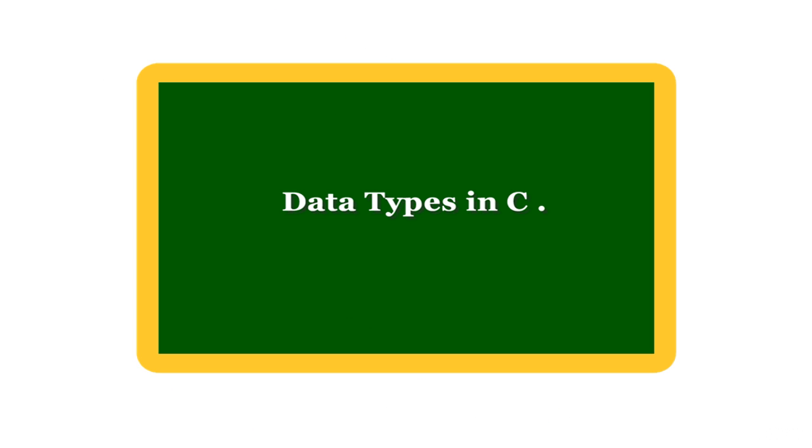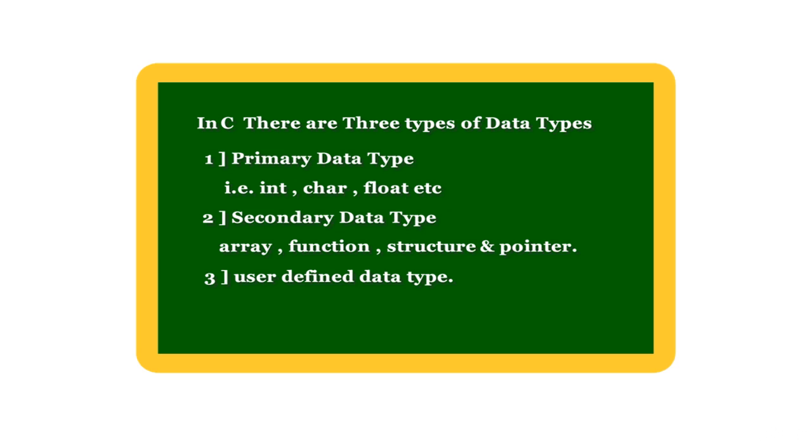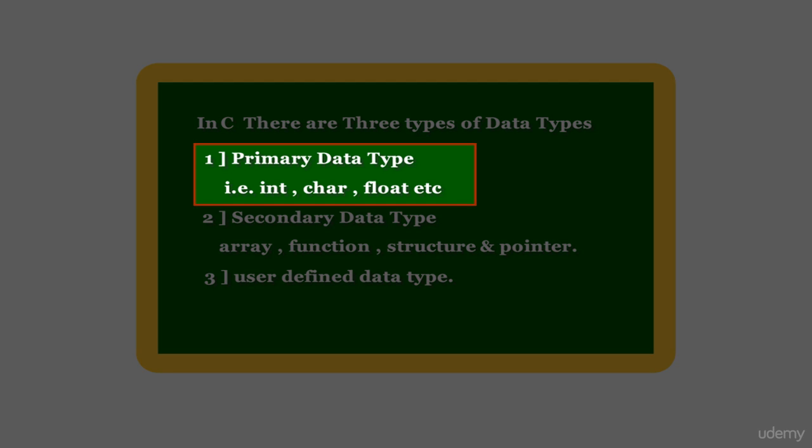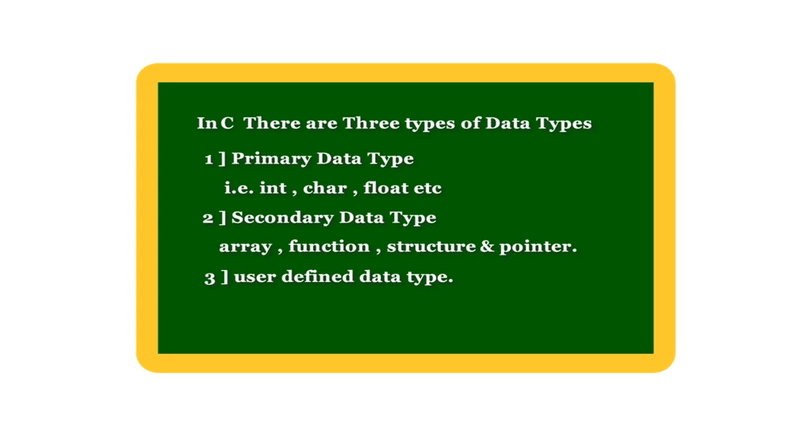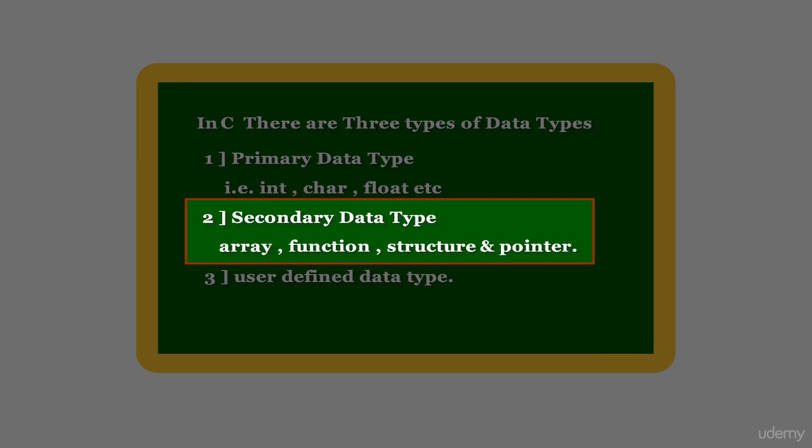Hello friends, welcome back. In this lesson, we are going to learn the data types available in C programming language. In C, there are mainly three types of data types available, such as primary data type. In primary data type, you can see int, char and float. These are used to store a particular kind of data: integer is used to store integer values, char is used to store a character value, and float is used to store a floating point value or floating point number.